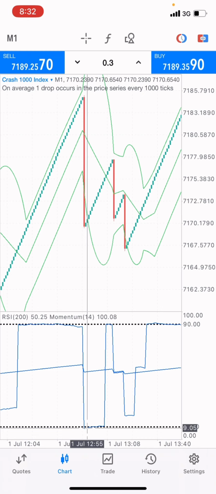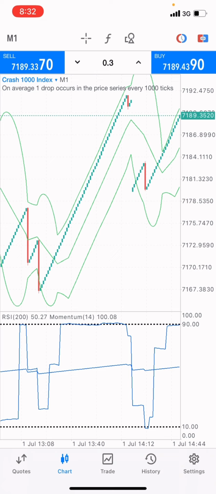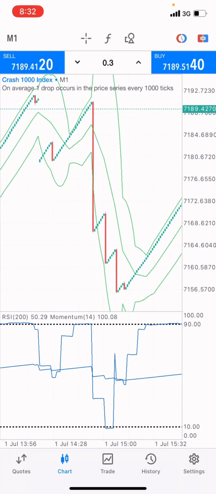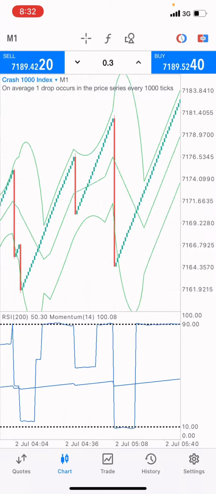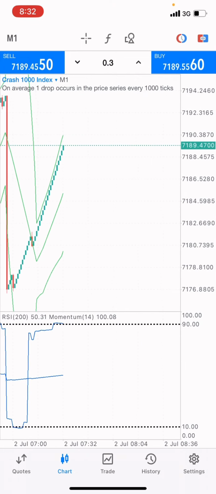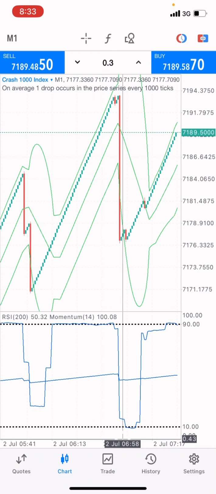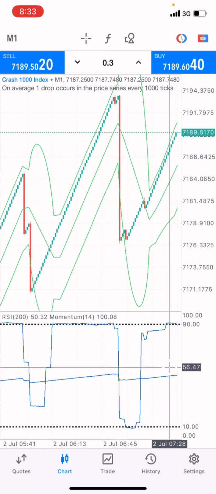1, 2, 3, 4, 5. Then you wait again for it to reach level 10. Now how do you know if it's going to reach level 10? When the trend is on a live trend, you wait. Let me show you. You wait at this point, not at this level. I don't know if you understand what I'm saying.